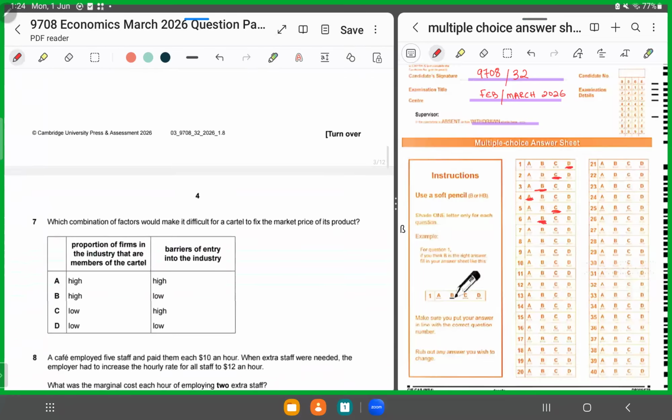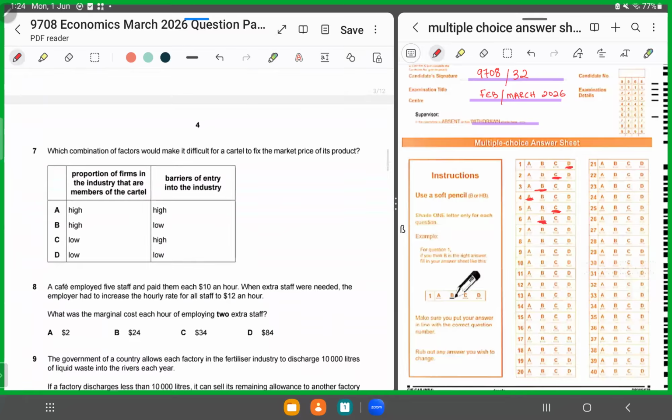Moving forward, MCQ number 7. MCQ number 7 says which combination of factors would make it difficult for a cartel to fix the market price of its product. Now, what is a cartel? A cartel is a group of individual firms in the same industry who agree to work together rather than compete. So now if they want to fix the market price, what would make it difficult for them?